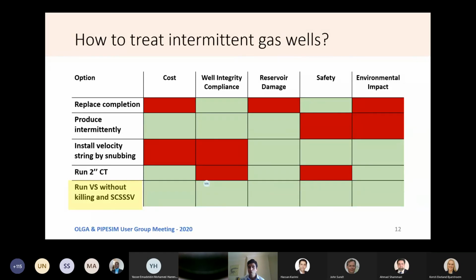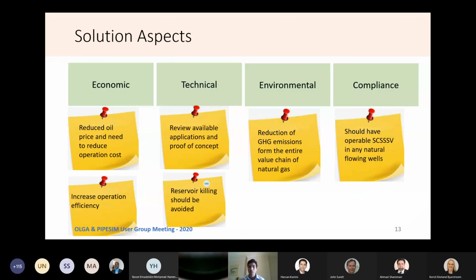But what if we can run a velocity string without killing while complying with well integrity standards? Then the option that will provide the best performance is to insert the velocity string completion without killing, while having an operable surface-controlled subsurface safety valve, without using a snubbing unit that's not available in the country, ending the cyclic operation to prevent pollution and emissions from the well, and all this should come at an acceptable cost.